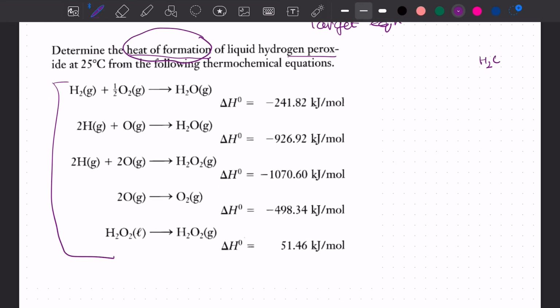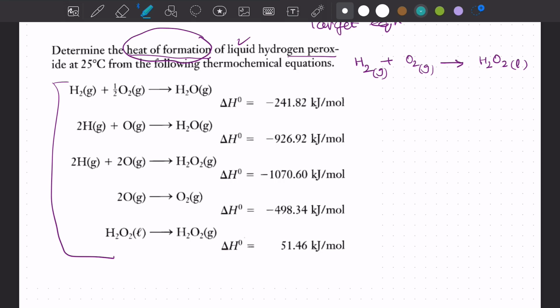So this is the heat of formation, which means that you would produce only 1 mole of the product, hydrogen peroxide, H2O2, liquid. They have told us that. And this must be formed from elements, hydrogen and oxygen, in their standard states. So the standard state for hydrogen is diatomic H2 and oxygen is O2. So this is the target equation that we are looking for.